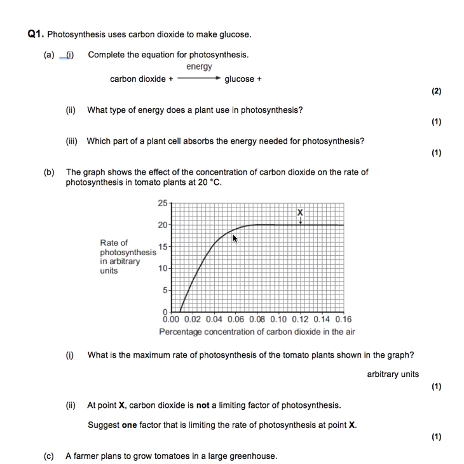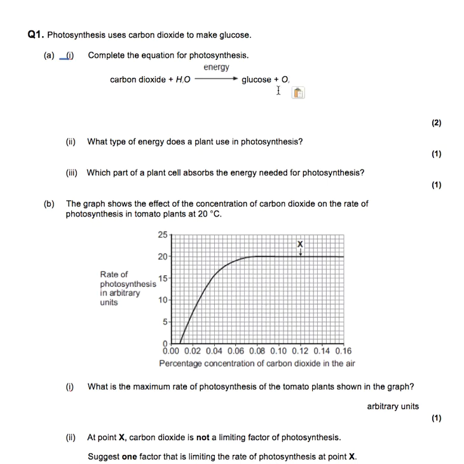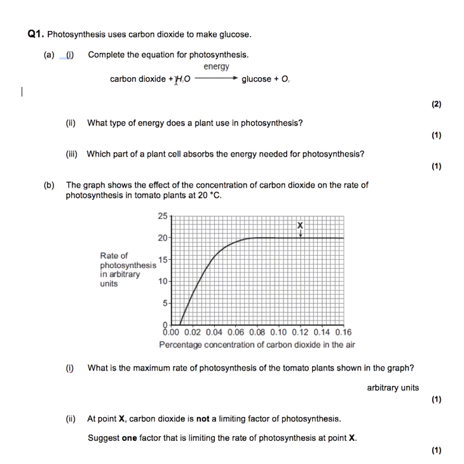So the first part of the first question says complete this equation for photosynthesis. You've carbon dioxide plus something, which is water, plus energy from the sun, gives us glucose and oxygen. Now, you could have said the word water and the word oxygen, and that's just fine.